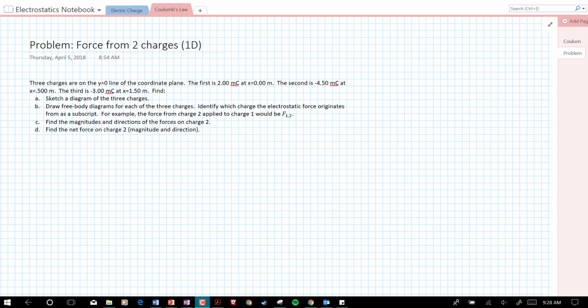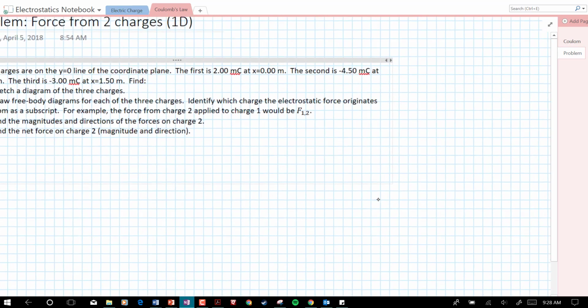Hi, in this video I'm going to be solving a problem in which a charged particle feels a force from two other charges, but they're all in one dimension, they're all on a line. We're also going to talk about a few other things related to the forces between all three particles, but let's just get started. Three charges are on the y=0 line of the coordinate plane.